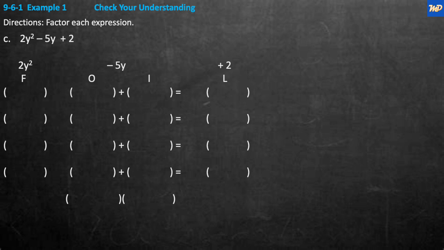Okay, so now we're on our third and final problem. So now it's 2y squared minus 5y plus 2. The first problem, I think, was 2y squared plus 5y plus 2. But as you can see, we have a negative sign right here, so that means that both of our factors of 2 are going to have to be negative, not positive. But they have to be the same, because in order to get a negative here.